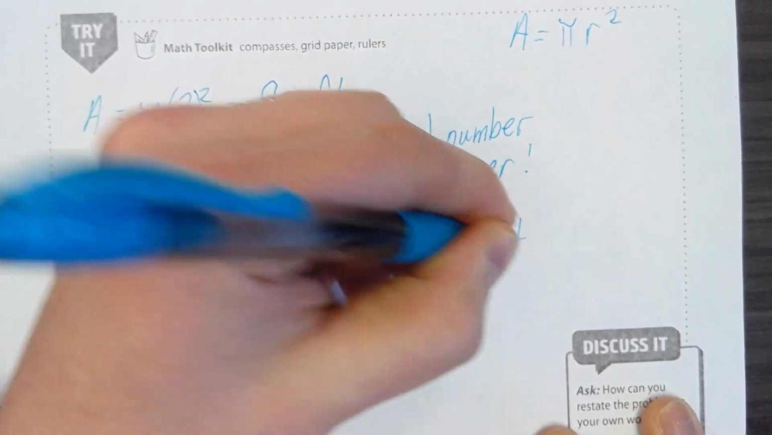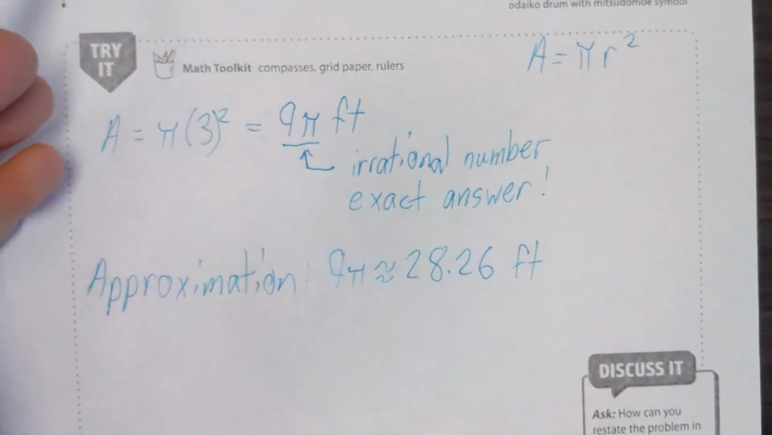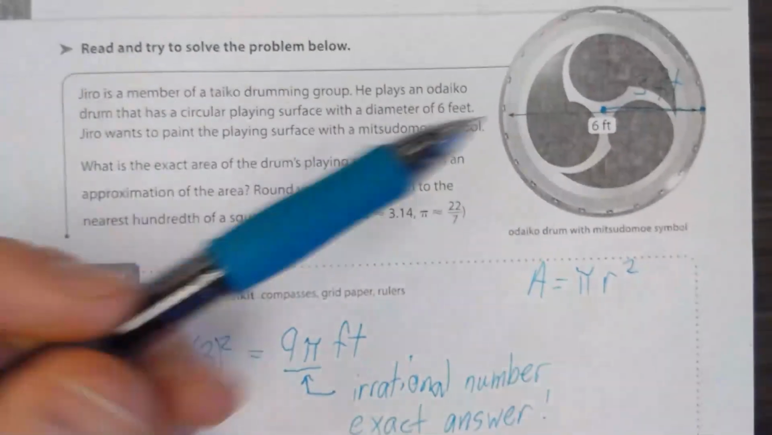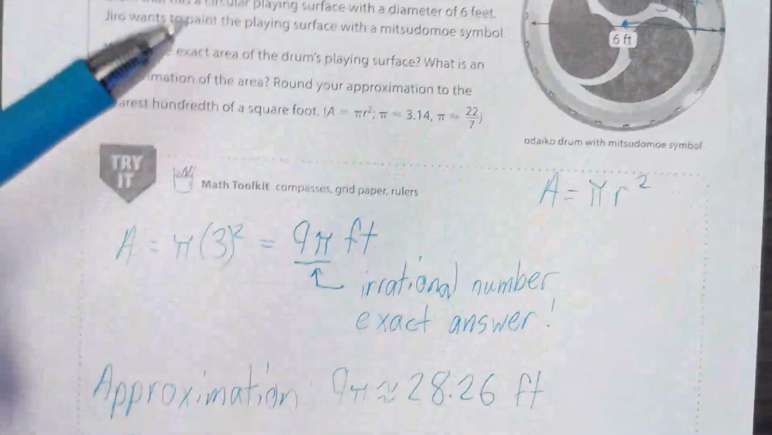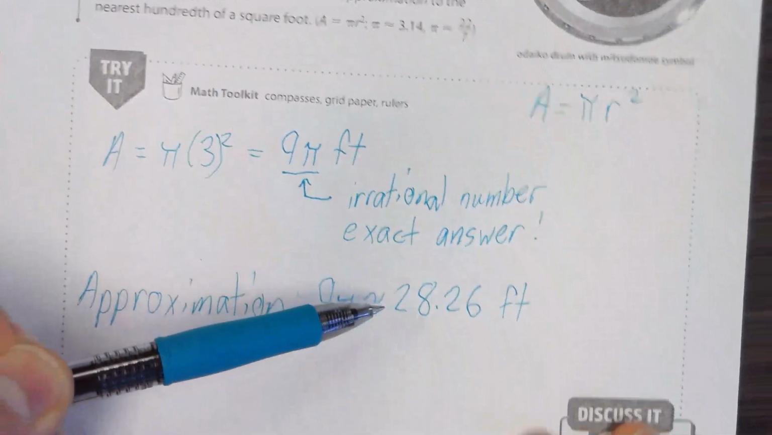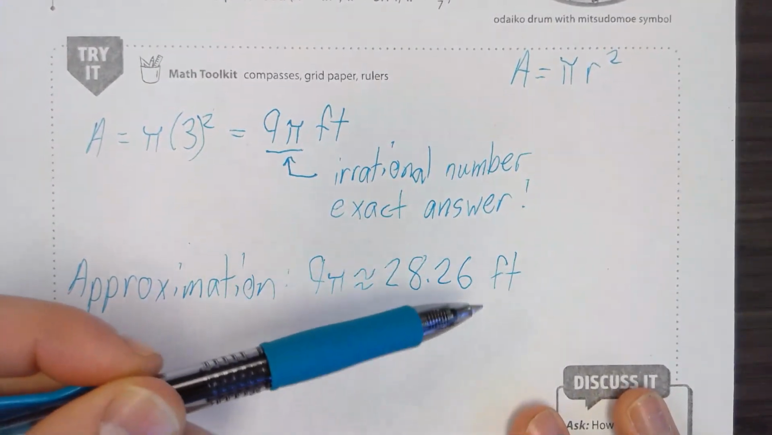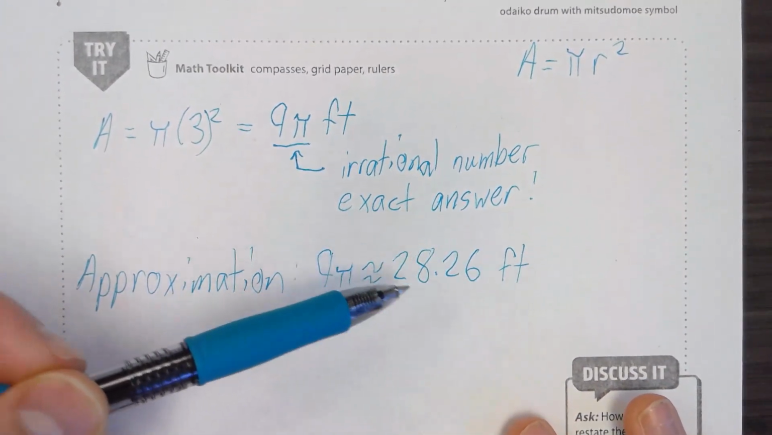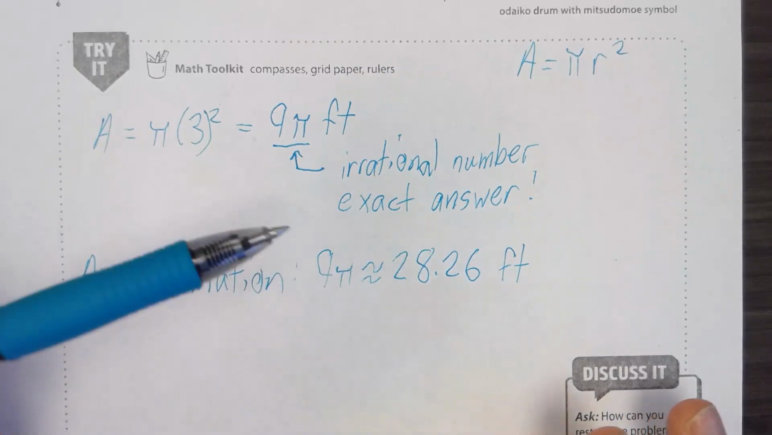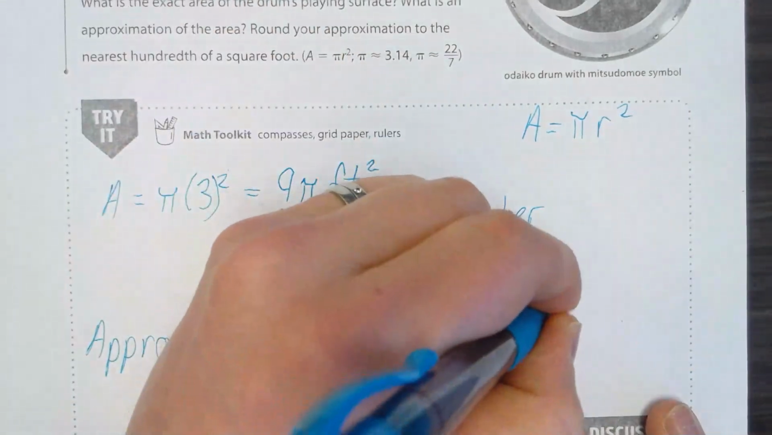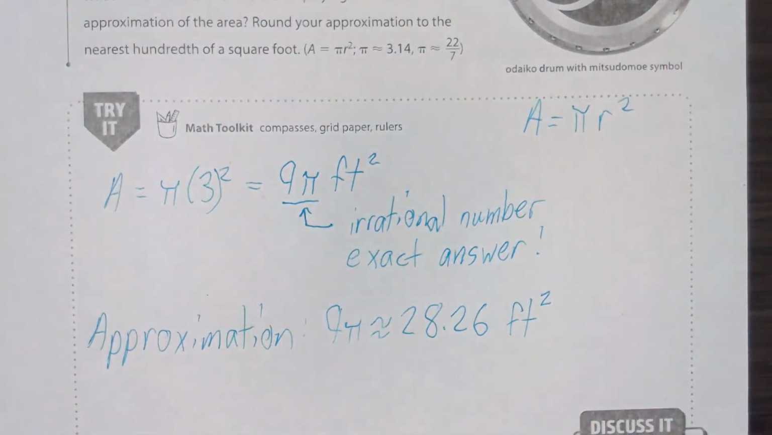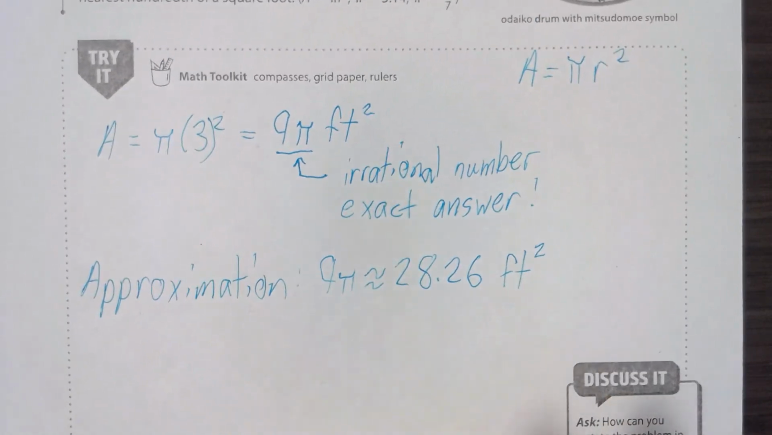28.26 feet. Now, for his use, this might be the best way to represent the area of this circle, right? He might not need an exact number. He just needs to know how much paint he needs to get, right? And this number as an approximation might be more useful. Oh, you know what, friends? I forgot my squares here. This is area, so it needs to be squared. This might be more useful because maybe you can find a can of paint that will cover 30 square feet. And then that would be perfect.